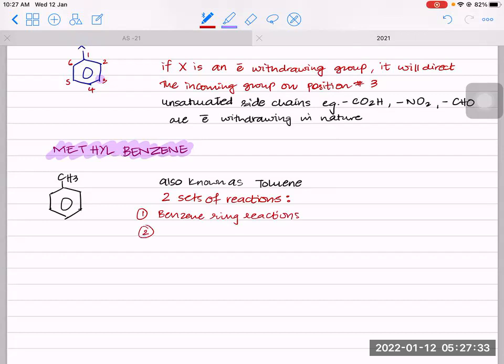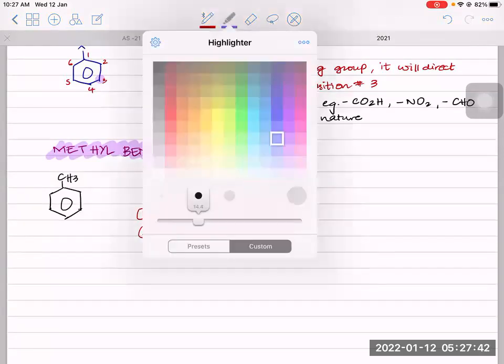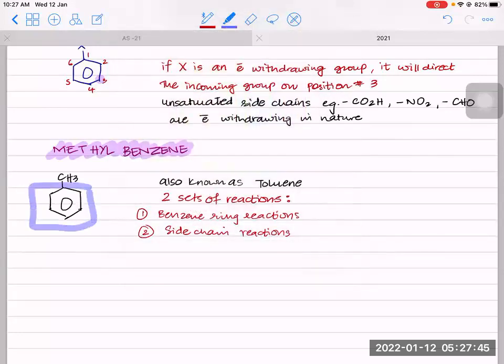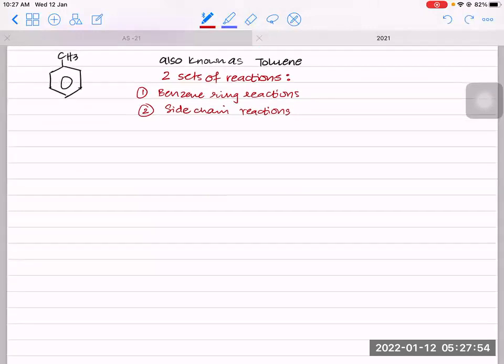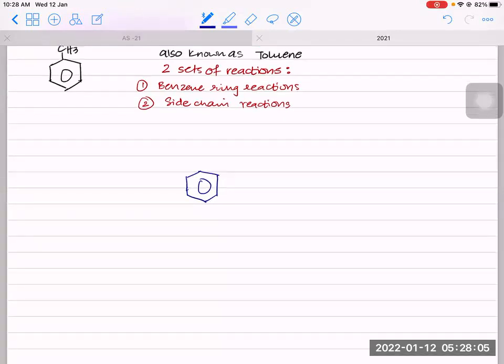Yes. And the second set of reactions would be the side chain reactions. So there would be reactions of this benzene ring, and there would be another set of reactions of the side chain. Now let's see toluene, and let's see the set of reactions. So we have a benzene ring and we have a side chain. So let's see the ring reactions first.